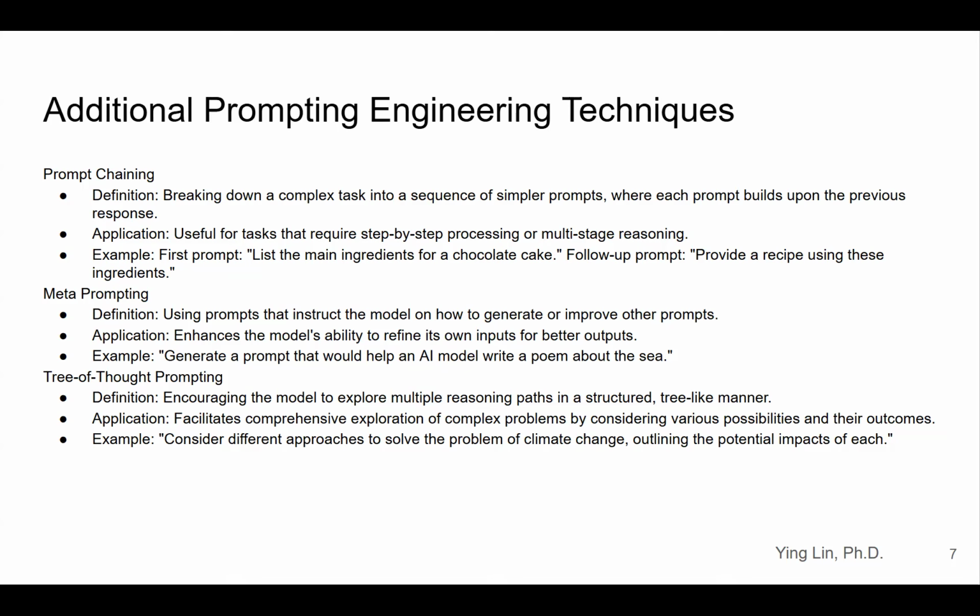Meta prompting instructs the AI on how to improve its own prompts to generate better responses. It helps in automating prompt generation for different tasks. And it's useful for fine-tuning AI outputs by crafting more precise and effective prompts.